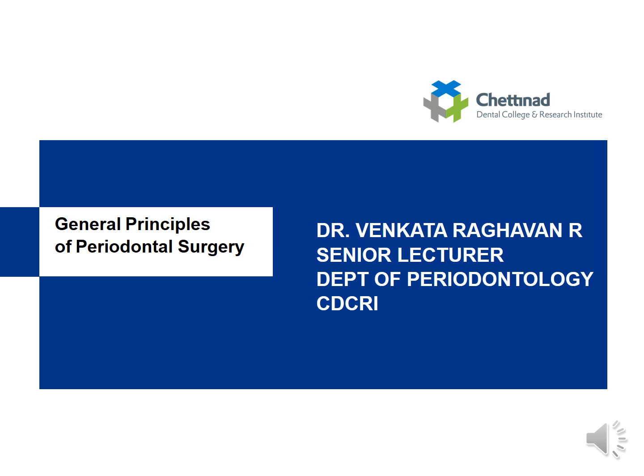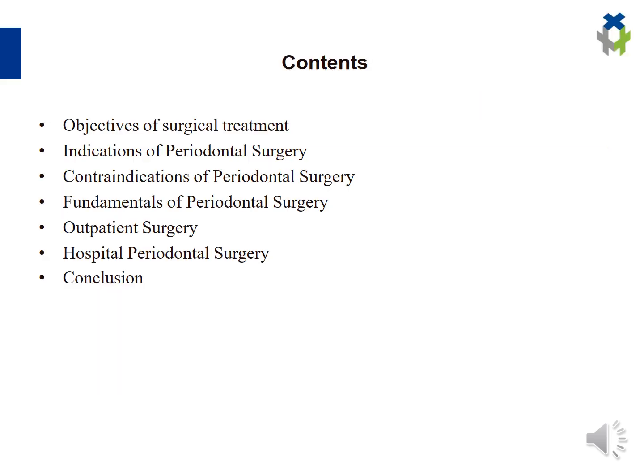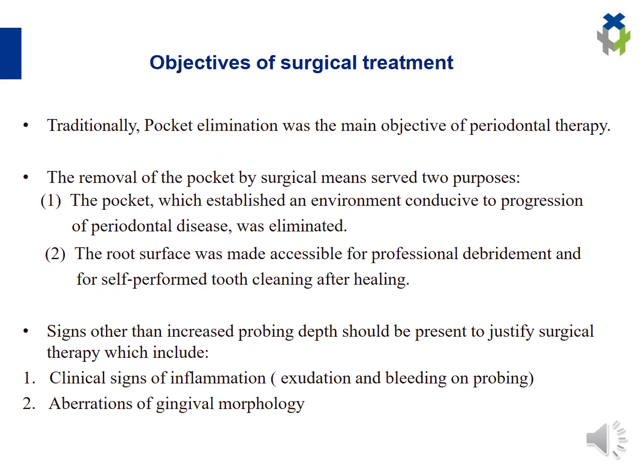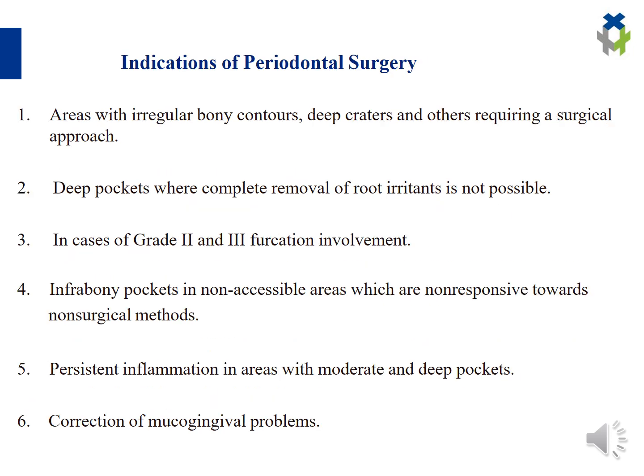Today's topic is the general principles of periodontal surgery. These are the contents that we are going to see. Objectives include removal of the pocket by surgical means, since the pocket establishes an environment conducive to progress of periodontal disease, which should be eliminated, and also root surveillance for tooth cleaning and after healing. Signs other than increased probing depth should be present to justify surgical therapy, like abrasion of gingival morphology.